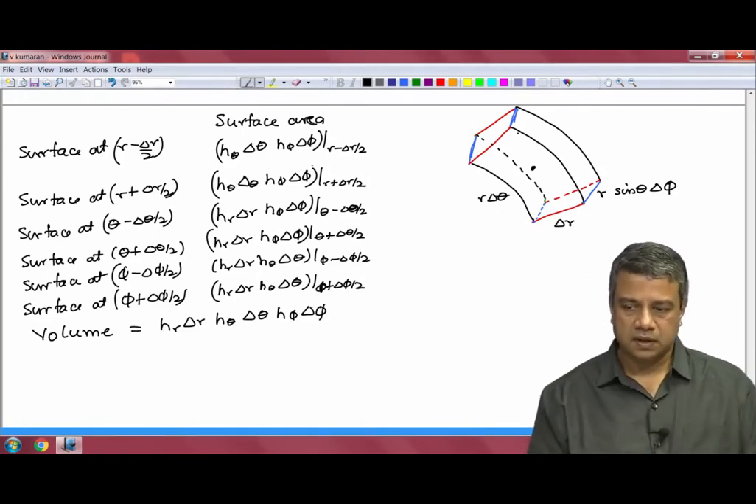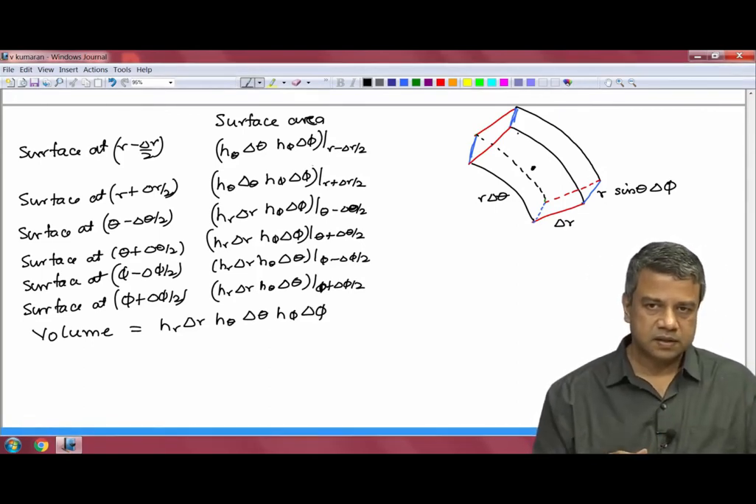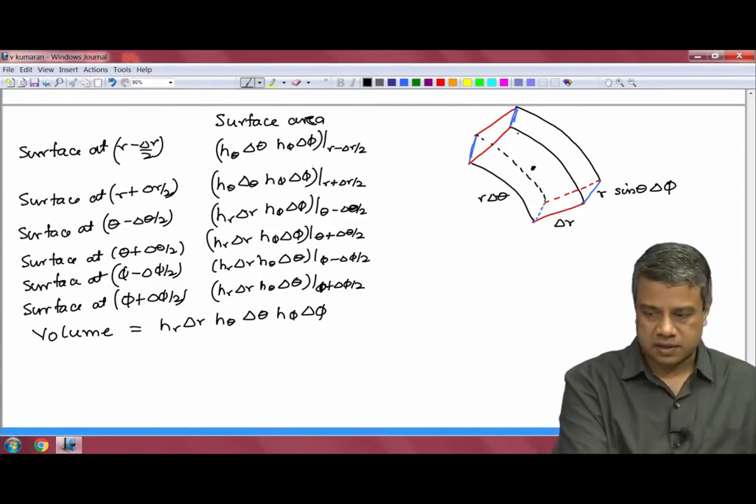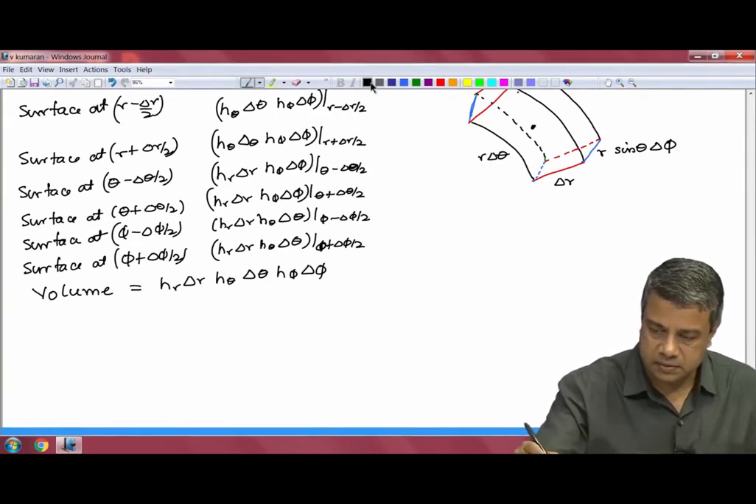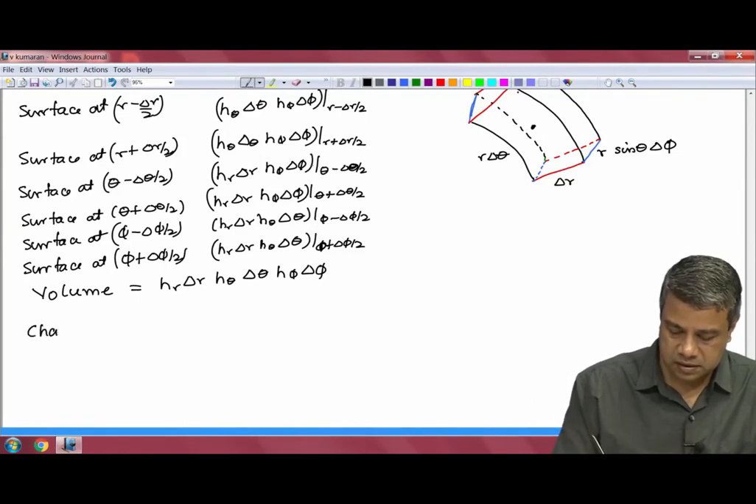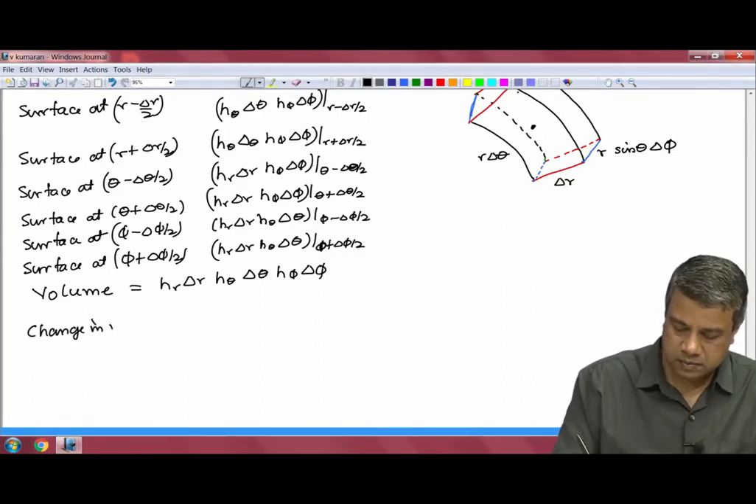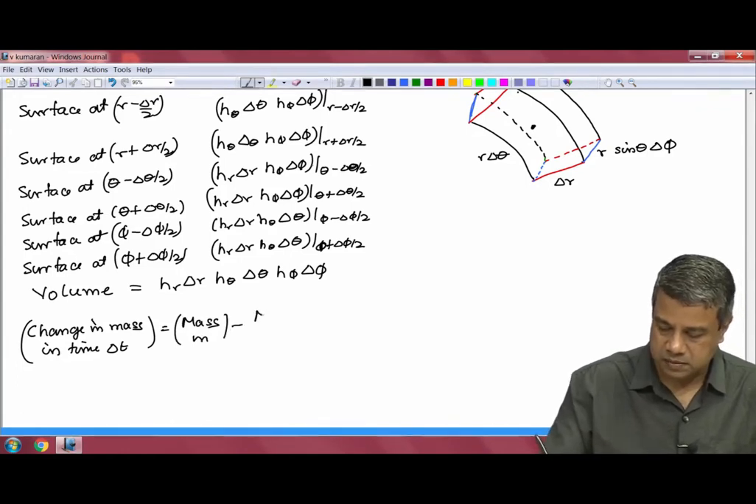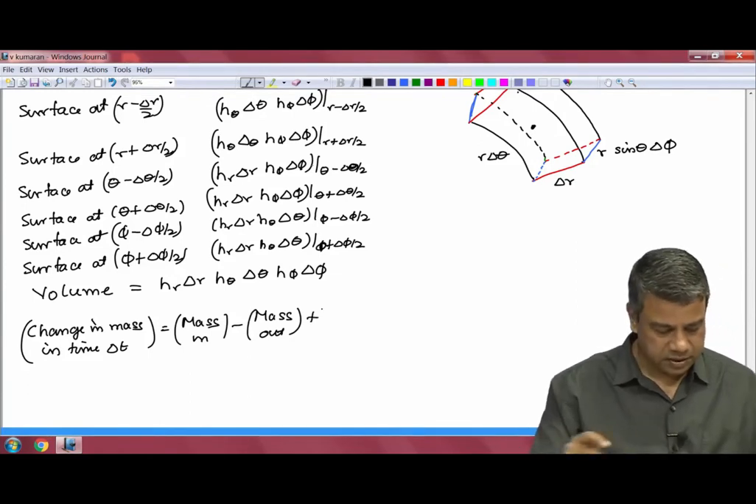So, those are the surfaces surrounding this differential volume and the volume itself, for which we have to write the balance equation. And the balance equation is the same as that we had before. Change in mass in time delta t is equal to mass in minus mass out plus the production.